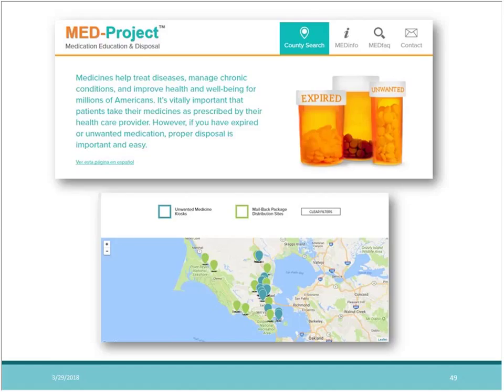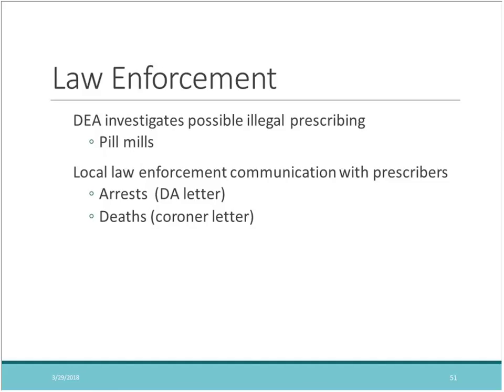This is what our little website looks like in terms of guiding people to locations for take-back. We now have 25 locations across the county funded by pharmaceutical manufacturers. Another piece of reducing supply is working more effectively with our law enforcement partners as we get deeper into illicit drugs as a potential source of opioids. This relationship will need to continue to grow. Obviously, the Federal Drug Enforcement Agency investigates very high prescribers and pill mills.